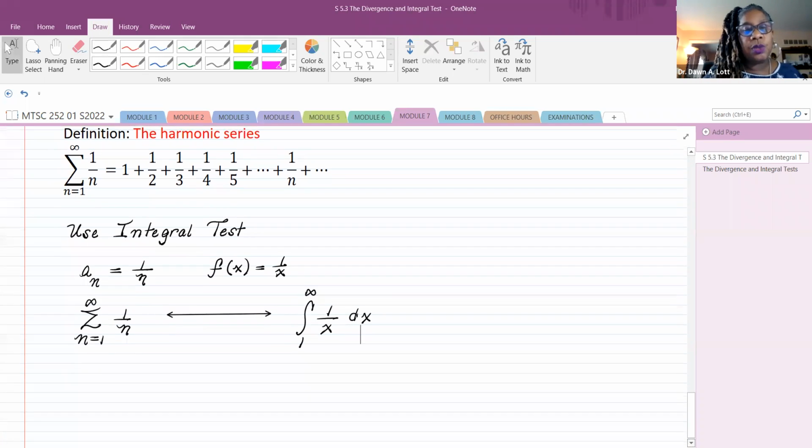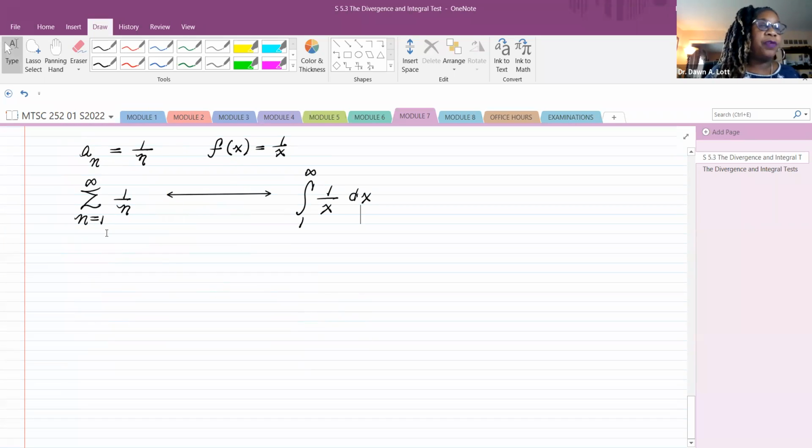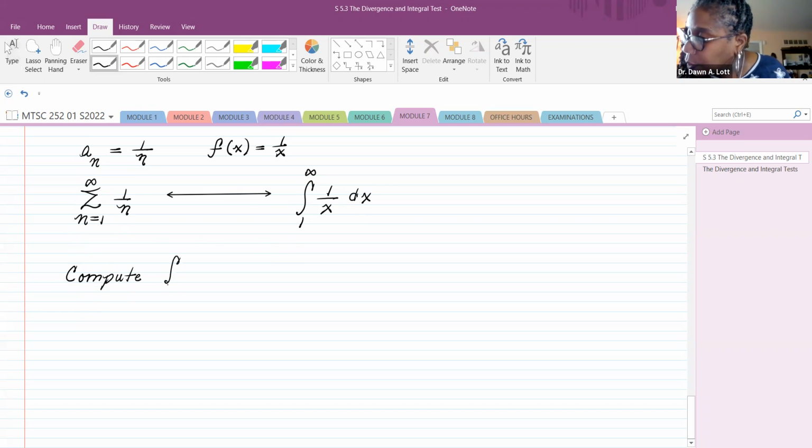So what I want to do is, the integral test says both of these converge or both of these diverge. That's what the integral test says. So if this integral 1 to infinity of 1 over x dx converges, then the series will converge. If this integral diverges, then the series will diverge. All right, so now let's compute. And I think we've actually done this already. The integral from 1 to infinity of 1 over x dx. I'm pretty sure we did.